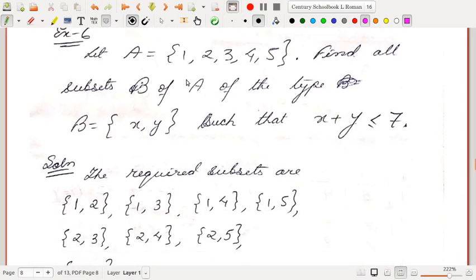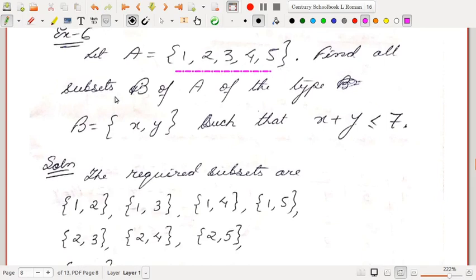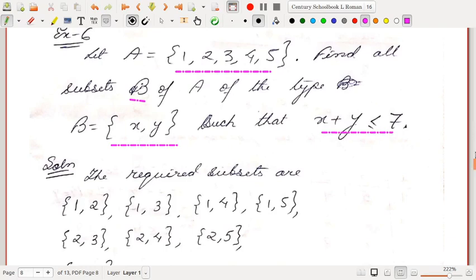Okay. So let A equal to {1, 2, 3, 4, 5}. So find all subsets B of A, which are of the type B equal to {x, y} such that x plus y is less than or equal to 7. Okay. So we need to list all subsets which satisfy this property.